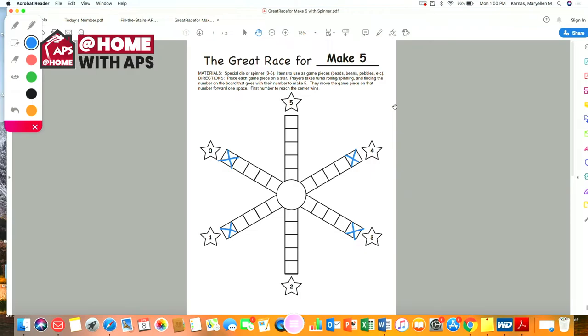Oh, but someone's gonna move ahead now because I rolled a one. So if I rolled a one, how many more do I need to make five? One plus four makes five, doesn't it? So four now is in the lead and getting closer to the finish in this race.